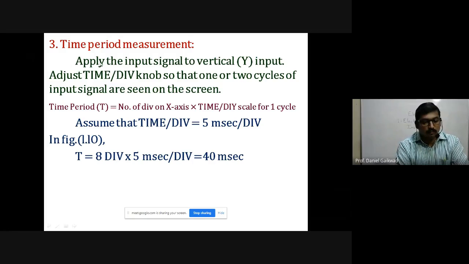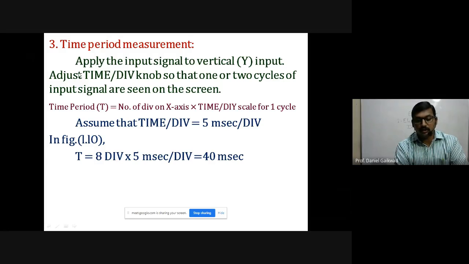So check carefully. Apply the input signal to the vertical Y input. So we connect the input signal to the vertical Y input. Adjust the time per division knob so that one or two cycles of the input signal are seen on the screen.